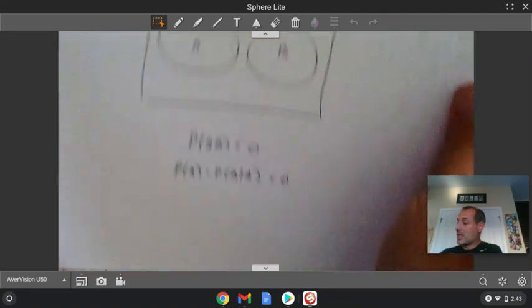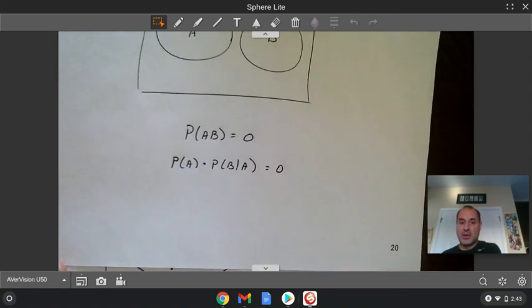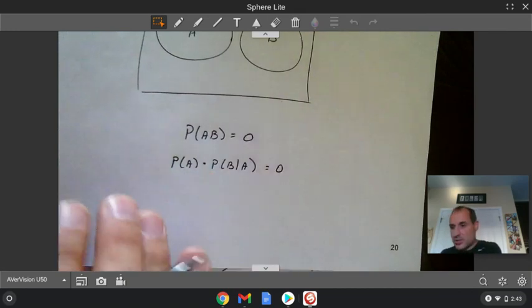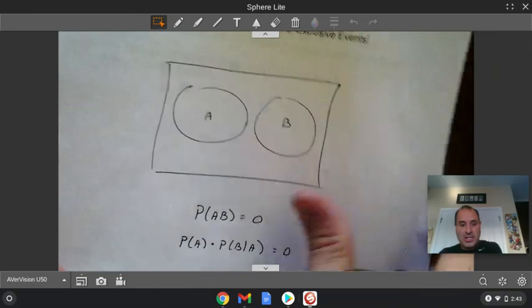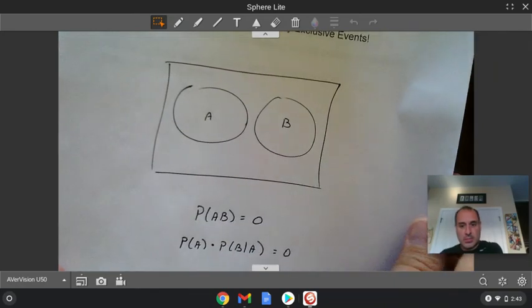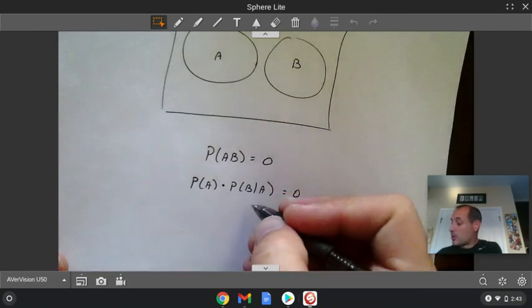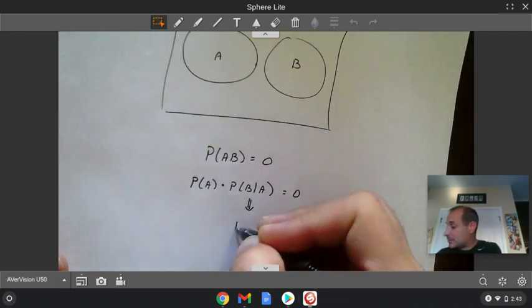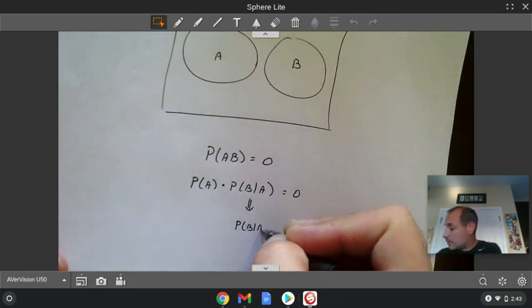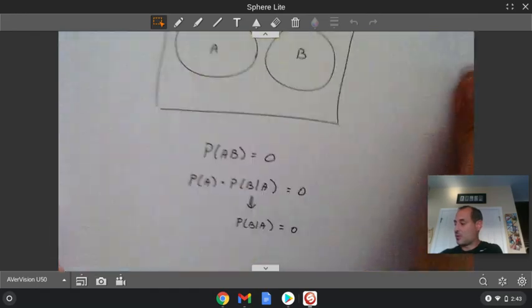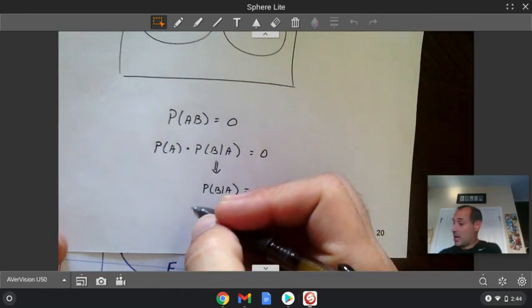which means that one of these two events is 0. Well, if the probability that A occurs is 0, why am I drawing a circle? It's an impossible event. So the probability of A cannot equal 0. So the probability of B given A must equal 0. Now let's ask ourselves a question.